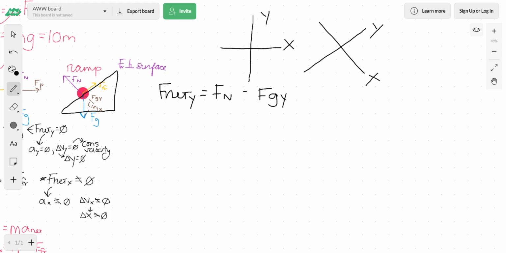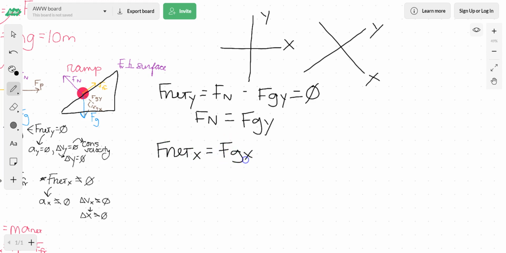So if those are 0, because it's not leaving the surface, that means that the normal force is equal to the force of gravity in the y direction. Then in the x direction, F net x is made up of all of your x forces, which in a situation like this would be FGX going down the ramp and force of friction acting up the ramp. So again, if these net forces cancel out to be 0, which is what happens if it's moving at a constant velocity, that means that Fgx is equal to the force of friction.